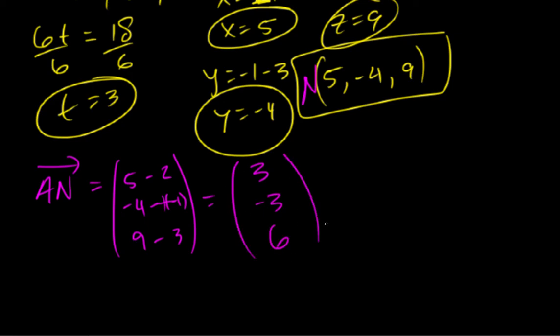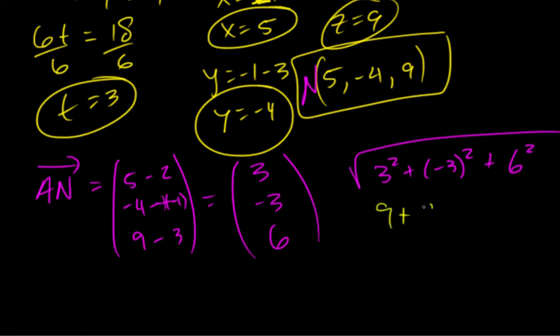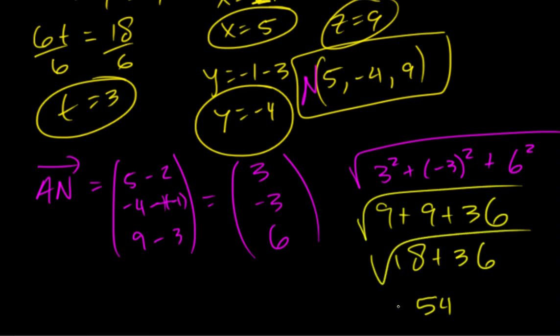Now we just need to find the magnitude of this. 3 squared plus -3 squared plus 6 squared. So that's 9 plus 9 plus 36. That's 18 plus 36, which is 54. And all these were under a square root. And so the shortest distance is the square root of 54 units.